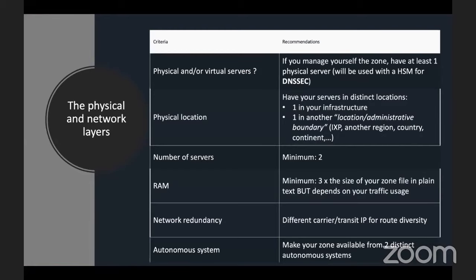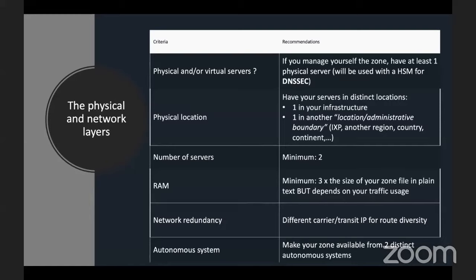So, physical and network layers. First layers that you have to consider. Do you want physical or virtual servers? We can say that if you manage the zone yourself, we recommend you to have at least one physical server. Why? Because you can use it for DNSSEC, okay? This is the case where you have to manage your zone or several zones yourself.